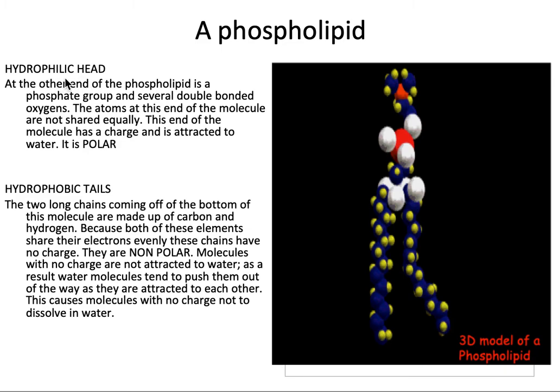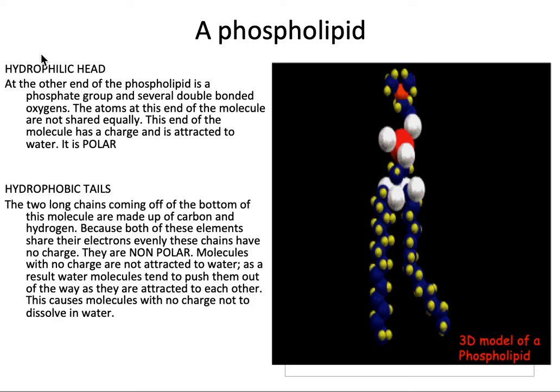So the head is hydrophilic, and the other end of the phospholipid is a hydrophobic group. The atoms at the head end of the molecule, including a double-bonded oxygen, are not shared equally. This end of the molecule has a charge and is attracted to water. It is polar.